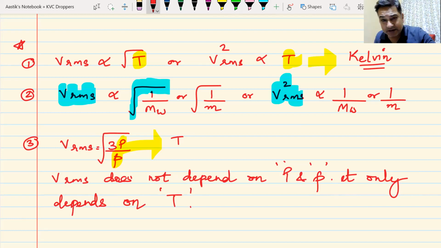If any book says that the RMS velocity depends on pressure, it is absolute nonsense. Do we understand this? Because if I change the pressure, the density of the gas may also change. If the density does not change, that means the temperature remains constant. So VRMS does not depend on pressure and density alone. It depends on the ratio of pressure and density, and that ratio can only change by changing the temperature.